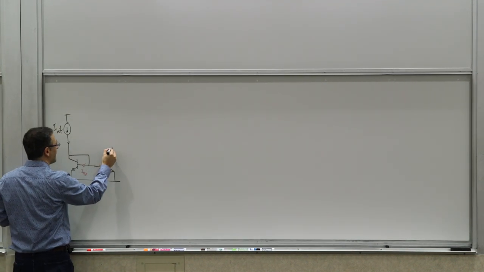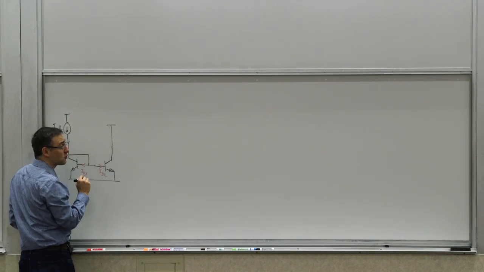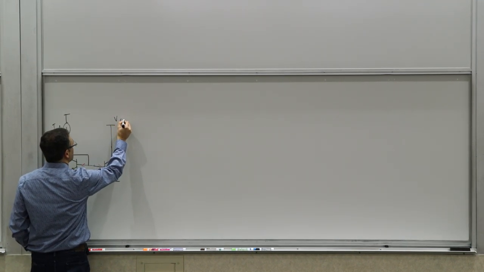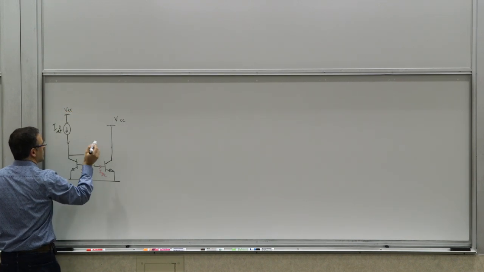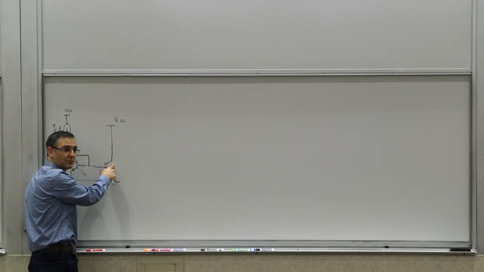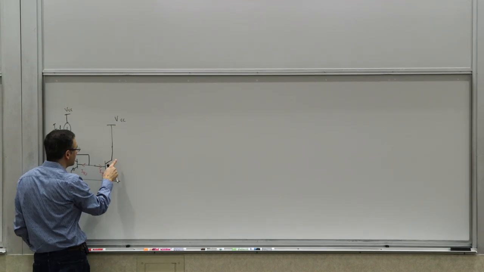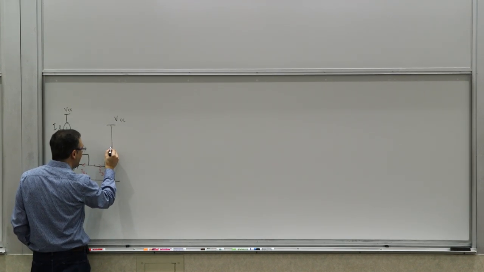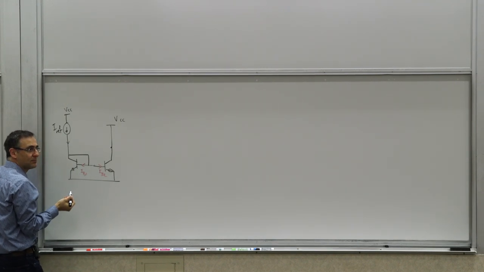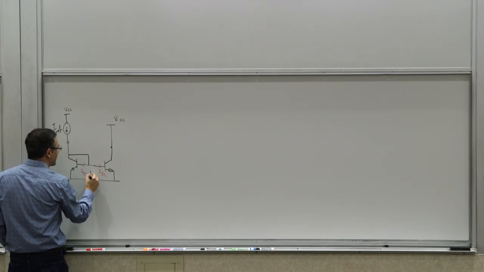This is IREF. We also have to assume that this is attached to a high enough potential, let's say VCC for now, or some voltage, so that this does not enter saturation. This remains in the forward active region, right? And if that's the case, what happens in this block is that they are sharing the same VBE.